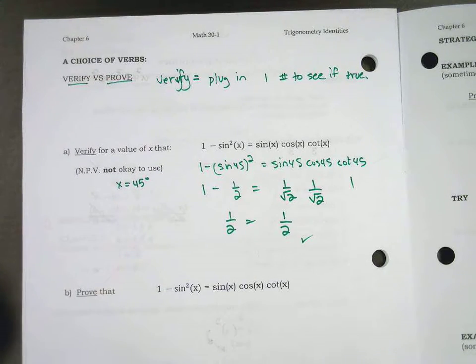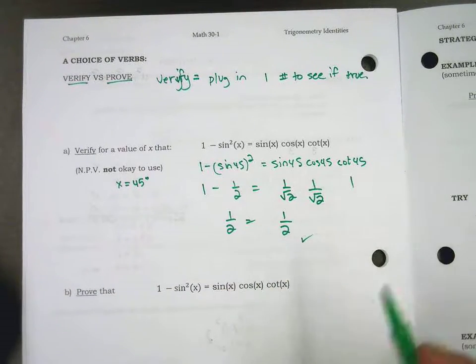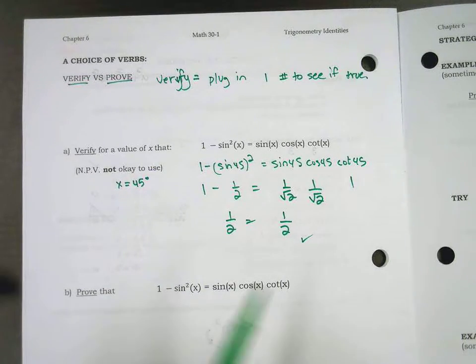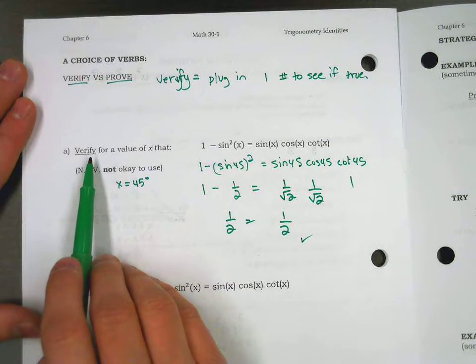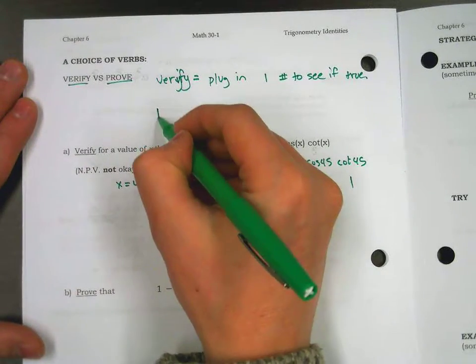Would 30 degrees work? Maybe. Let's try it, see if it works. In fact, it would. Maybe it's unique to 30, 45, and maybe even 60. What if 10 degrees were tried? What if it was 9.7 degrees? Verify is not a very powerful tool. Verify is trying one number at a time, see if it works.